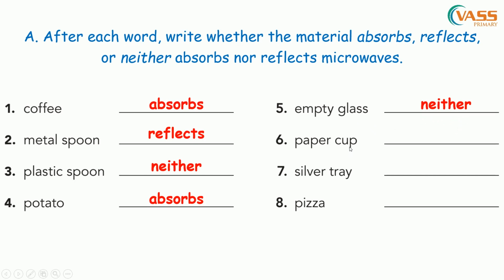What about a paper cup? Reflect, neither, or absorb? It's also neither. You're right. And a silver tray? Does that classify as something that absorbs, reflects, or neither? Think about silver. What is that? You're right, it does reflect. Silver is a metal, so it can create an electric current.